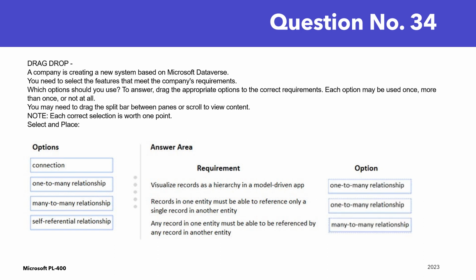Requirement: visualize records as a hierarchy in a model-driven app. Option: 1-to-many relationship. Requirement: records in one entity must be able to reference only a single record in another entity. Option: 1-to-many relationship. Requirement: any record in one entity must be able to be referenced by any record in another entity. Option: many-to-many relationship.